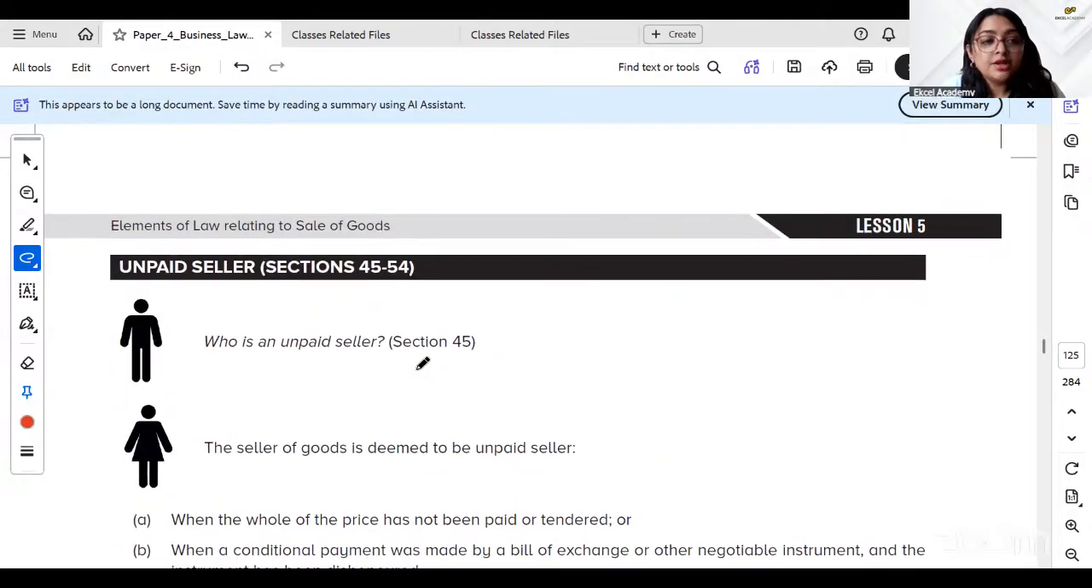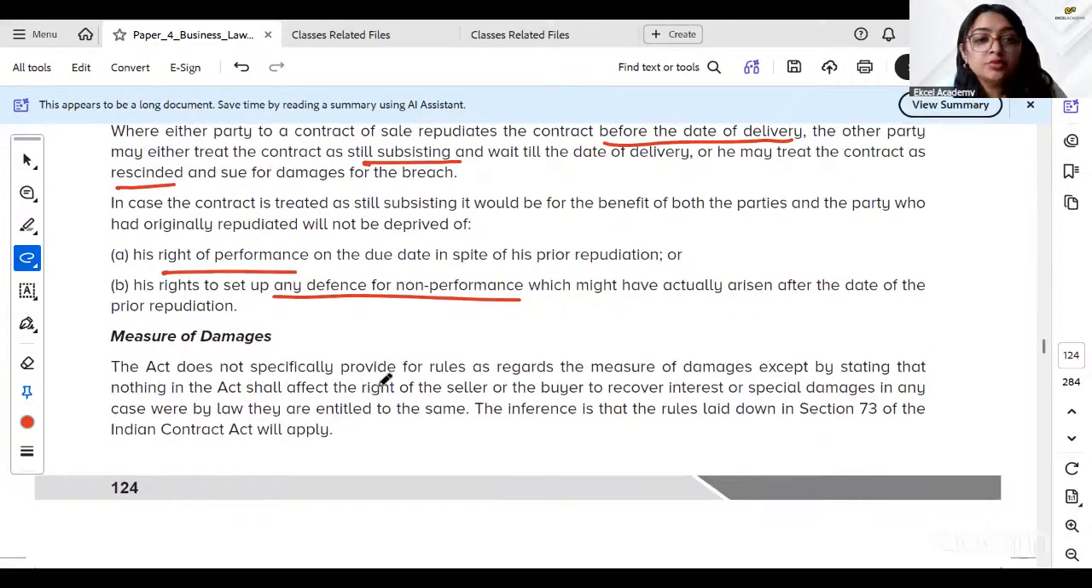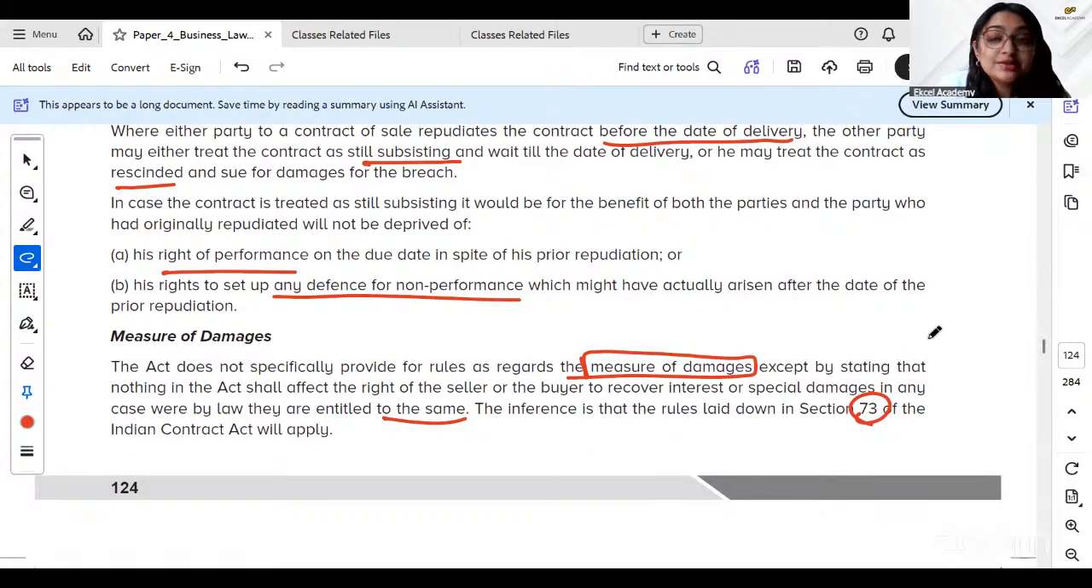Okay. Now, how about the measure of damages? The Act does not provide for any specific rules with respect to the measure of damages, except by stating that nothing in the Act shall affect the right of the seller or the buyer to recover interest or special damages in any case where by law they are entitled to the same. So whatever damage has been caused, they can recover that, but there's no measurement that the Sale of Goods Act specifically gives you. So what you will do, you will refer to section 73 of the Indian Contract Act. That is exactly what we saw in the beginning as well, when we were understanding the applicability of the Sale of Goods Act, that you will study it in relation to the Indian Contract Act.